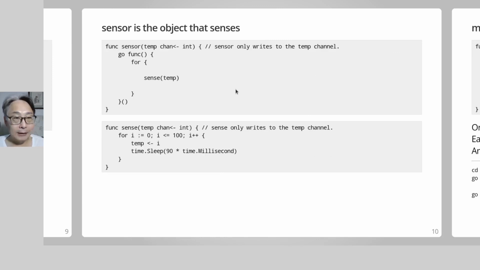And similarly, I wrote a new function named sense, which takes in a temperature, and this temperature is a channel of integers, and it is called by the object. It's a function, of course, but I term it as an object, sensor, and that's how sense is implemented. It's exactly the same code, but now refactored into its own short function. Quite short, quite easy to understand.